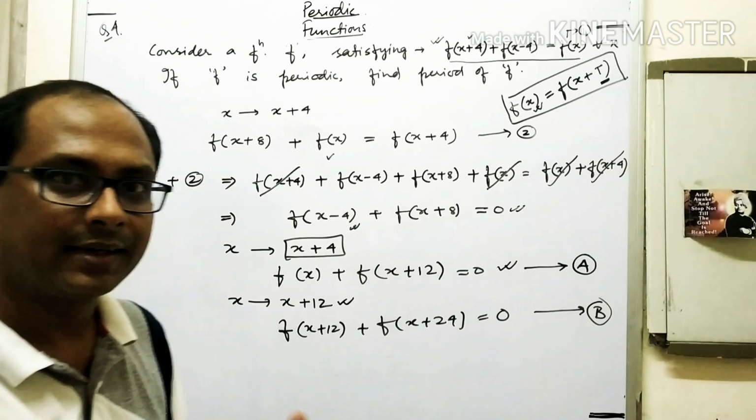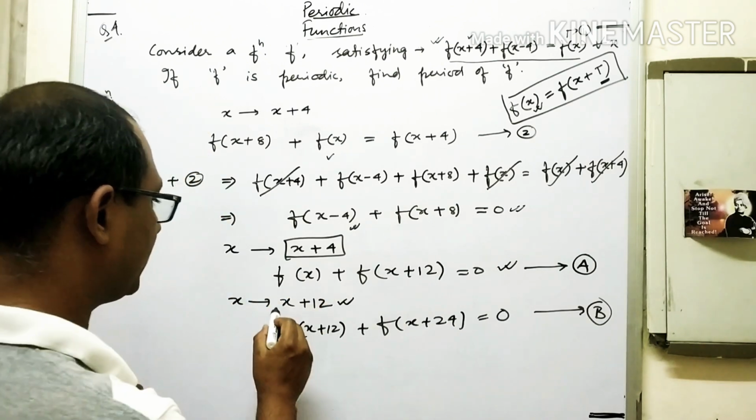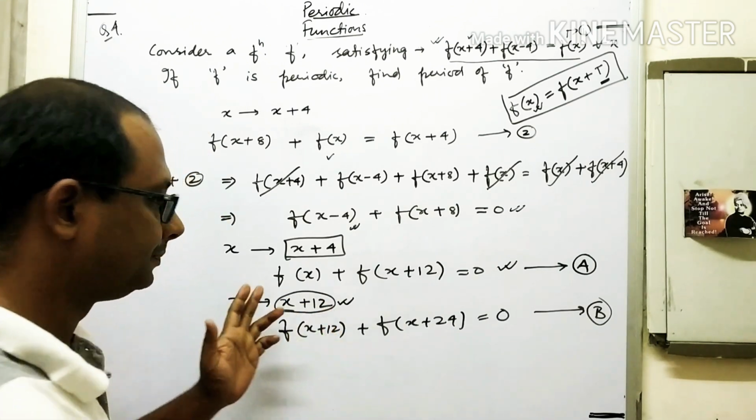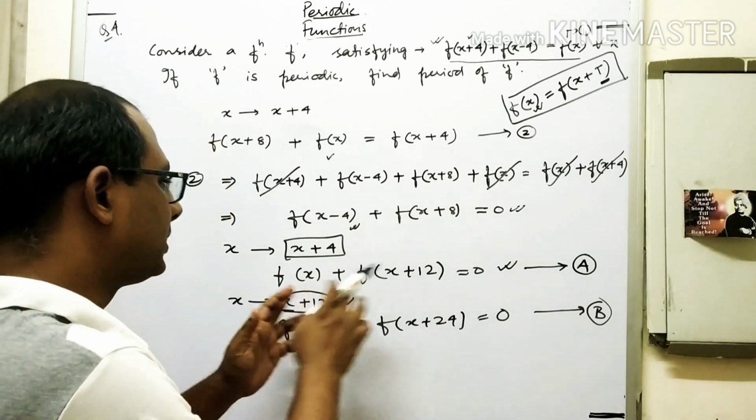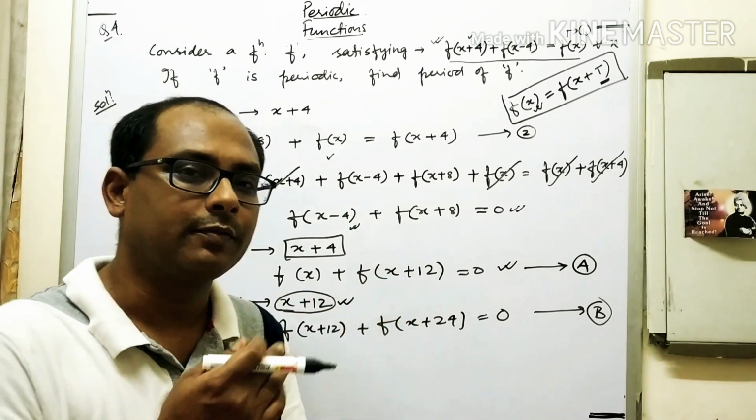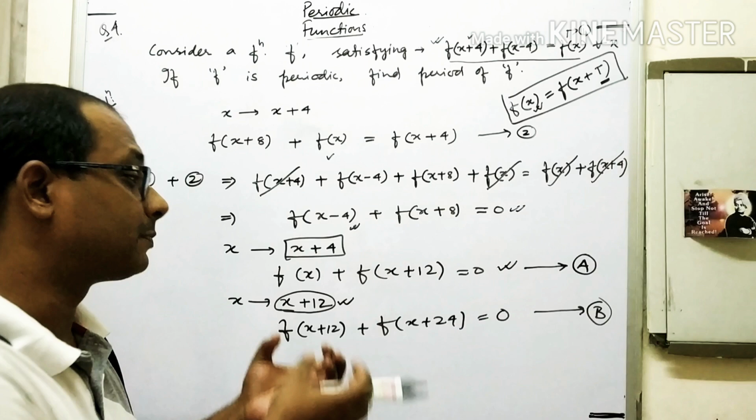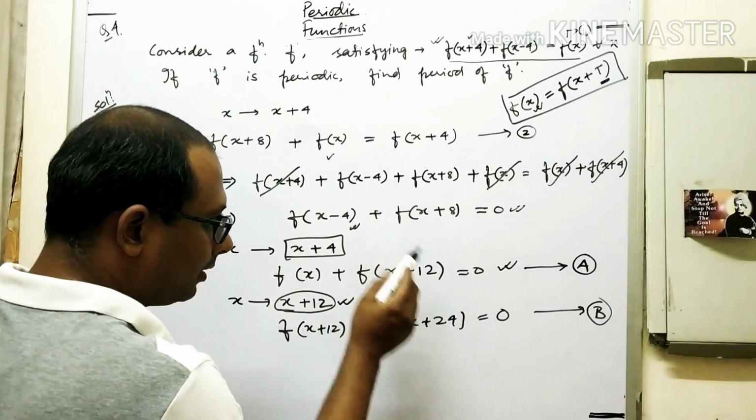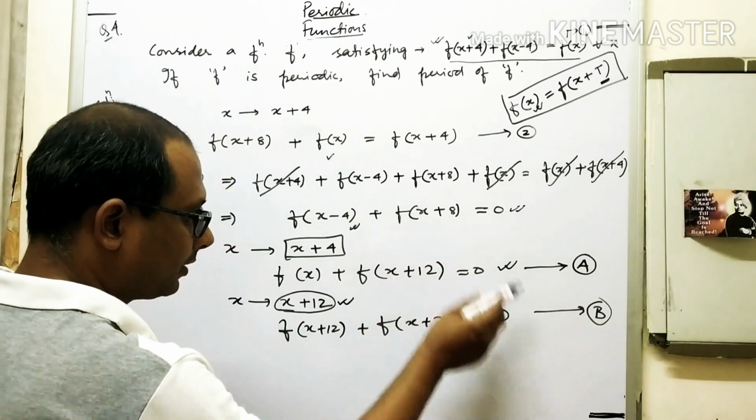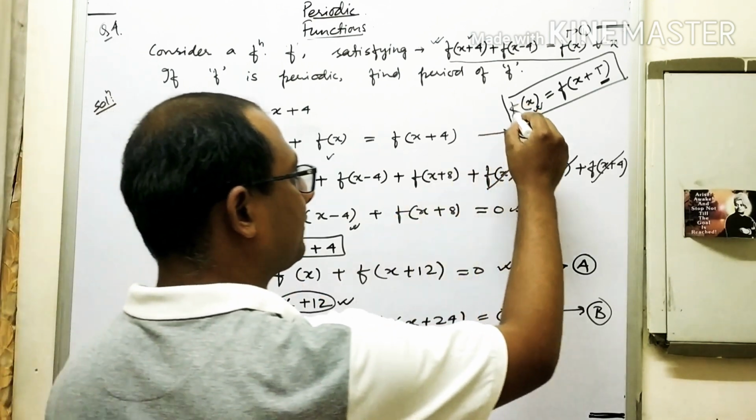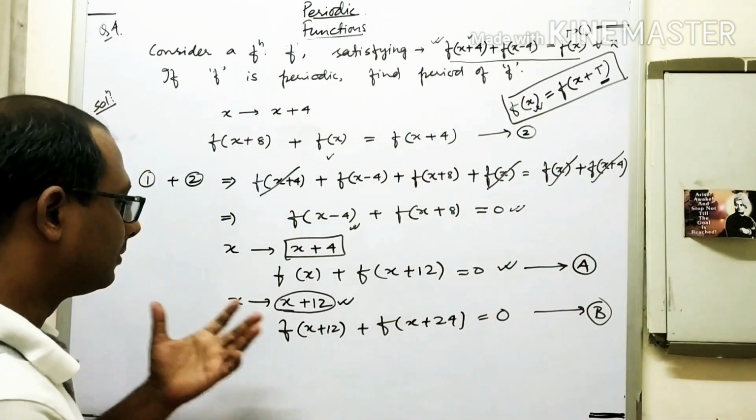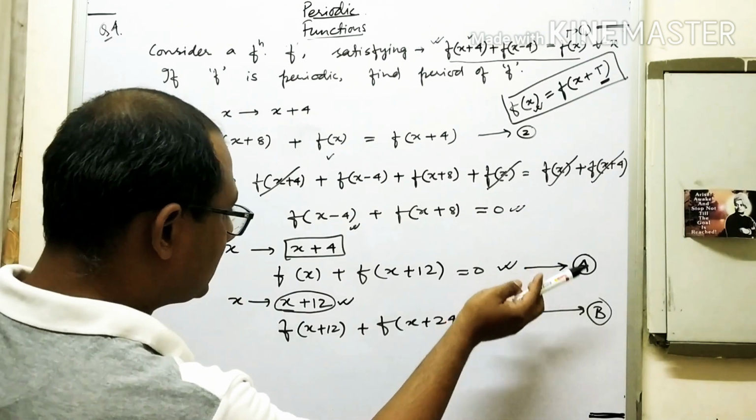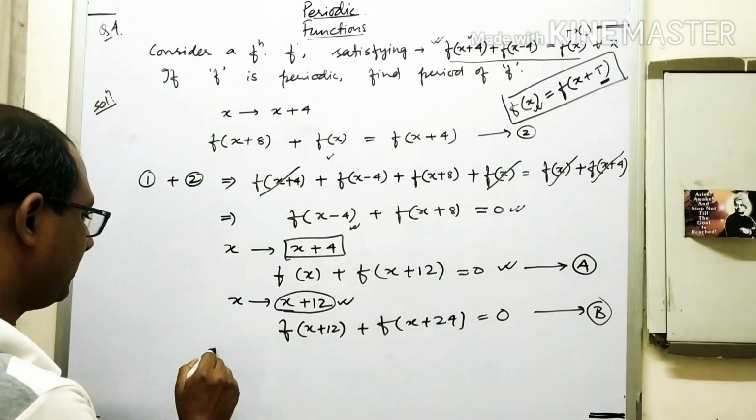I hope you have already understood why I have done this f of x plus 12. Whatever value we substitute, it is always the value of x which is present in the equation and nearest to x. I have to eliminate something from here. I have to get one relation between f of x and f of x plus something. So what I'll do is just subtract b from a.